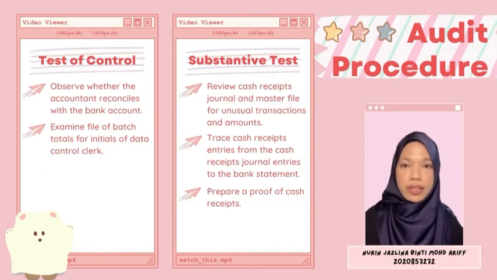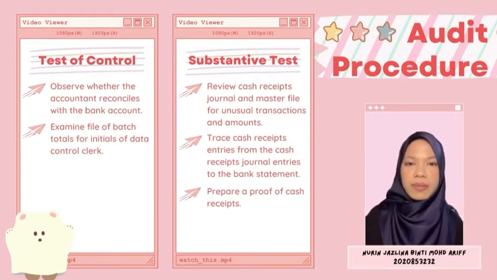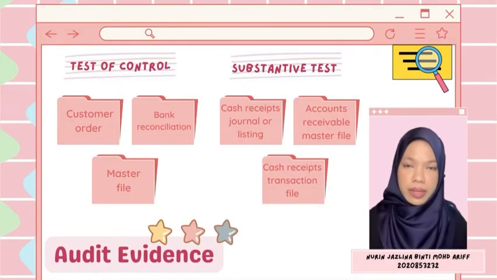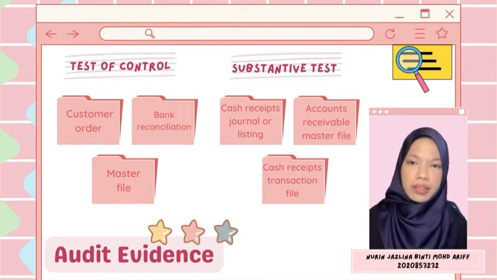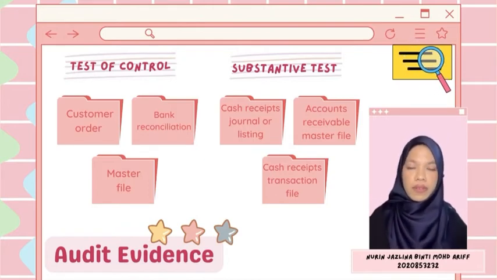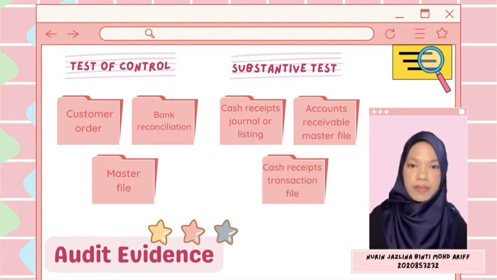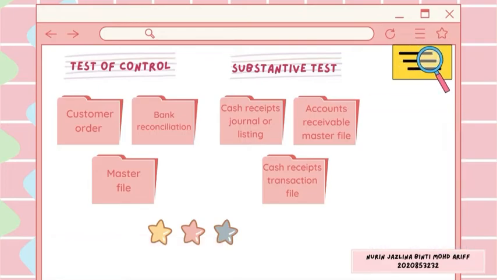Next, auditor may trace cash receipts entries for the cash receipt journal entries to the bank statement for testing for dates and amounts of deposits. And lastly, prepare a proof of cash receipts. As for the audit evidence for test of control, the documents needed are customer order, bank reconciliation, and master file. While for the substantive test, the documents involved as evidence are cash receipt journals or listing, account receivable master file, and cash receipt transaction file.